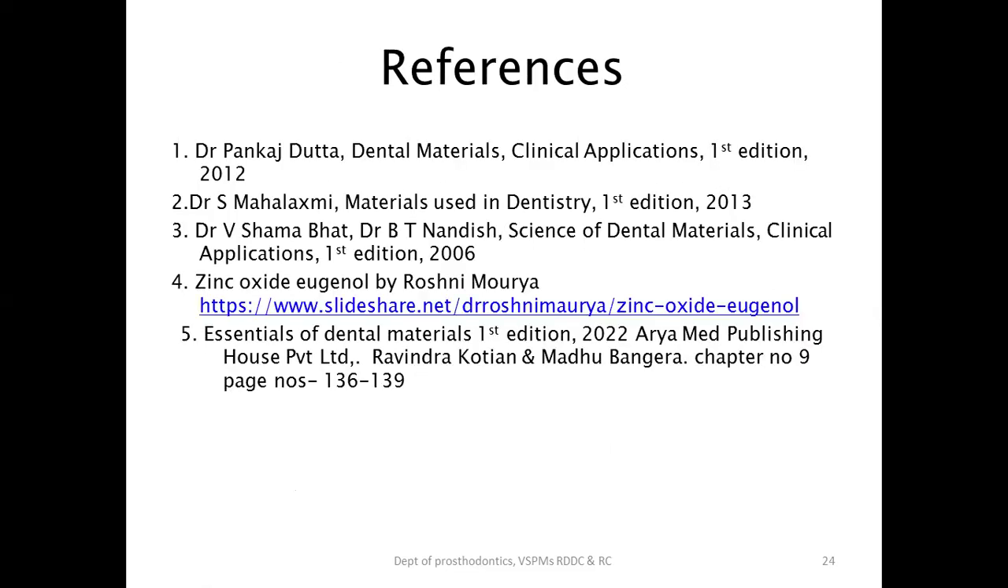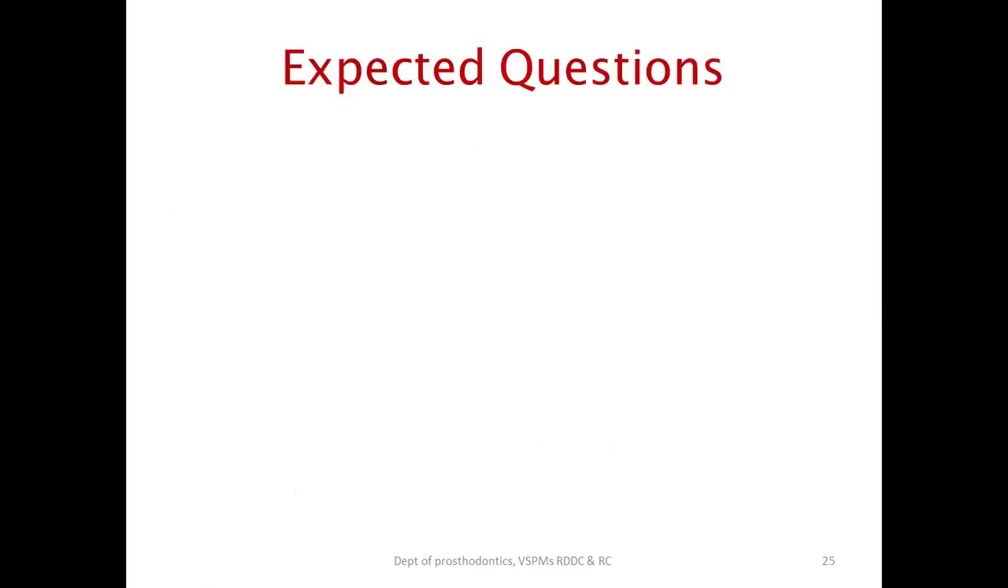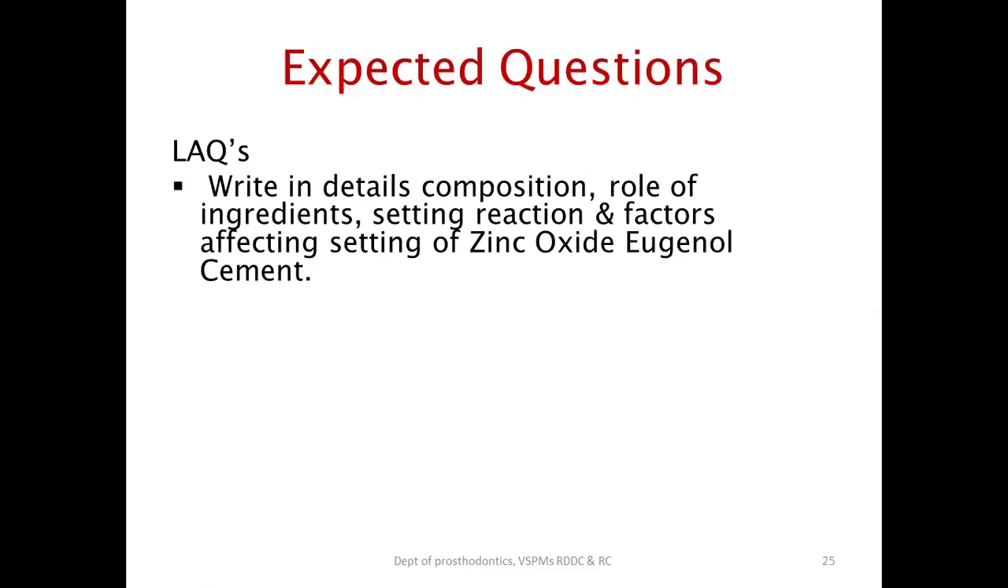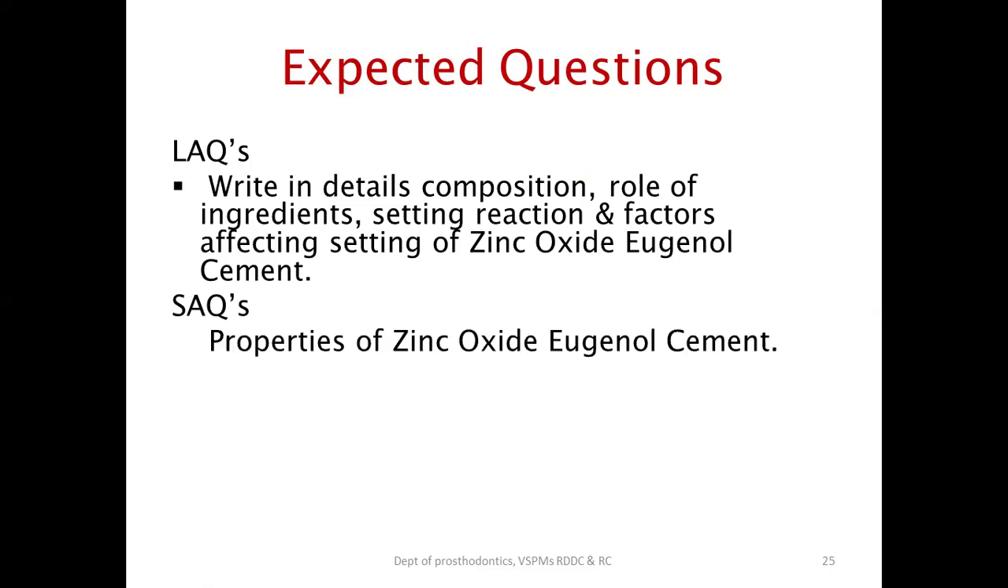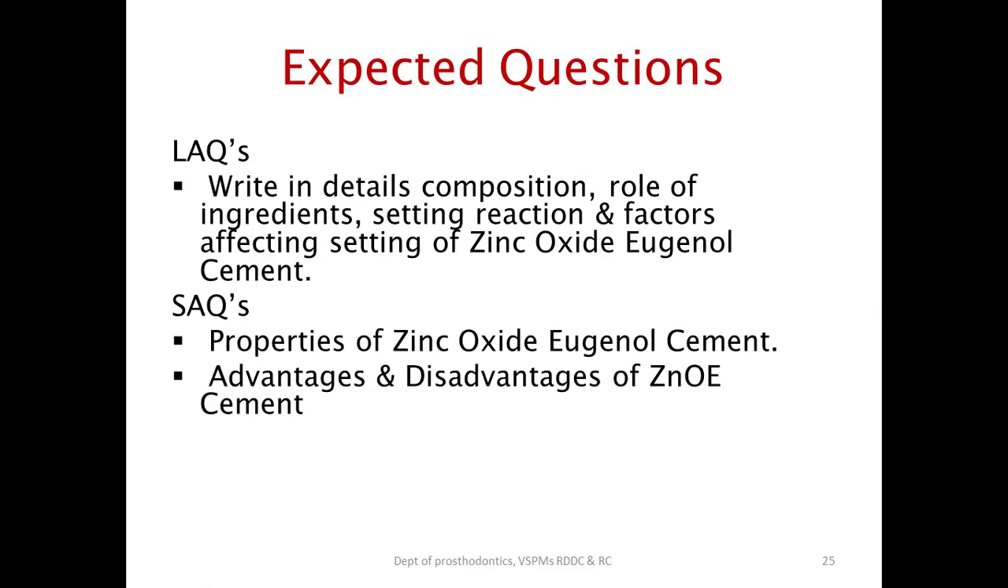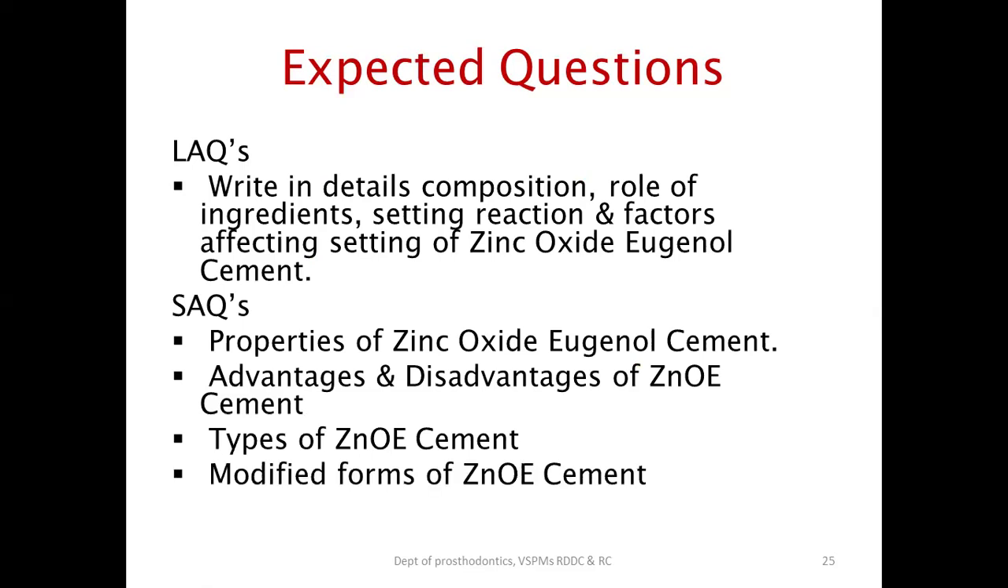These are the references from where I've taken certain points to complete this presentation on zinc oxide cement. The expected questions: long answer questions are very rarely asked, but you should know the composition, role of ingredients, setting reaction, and the factors affecting the setting of zinc oxide cement. Most commonly, short answer questions are asked on this topic, that is properties of ZnOE cement, advantages and disadvantages of ZnOE cement, types of ZnOE cement, and the modified forms of ZnOE cement.